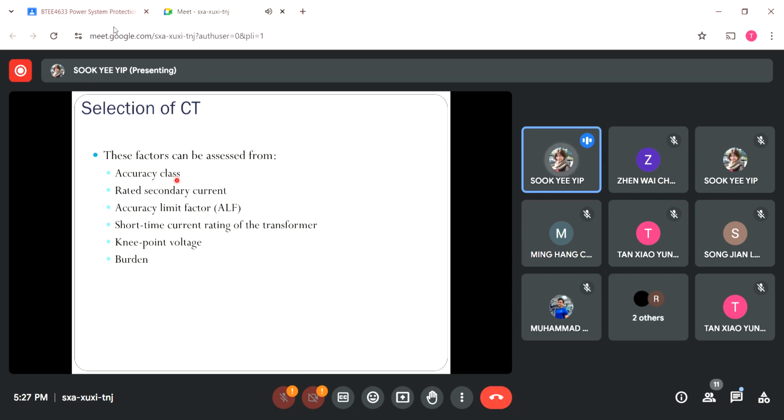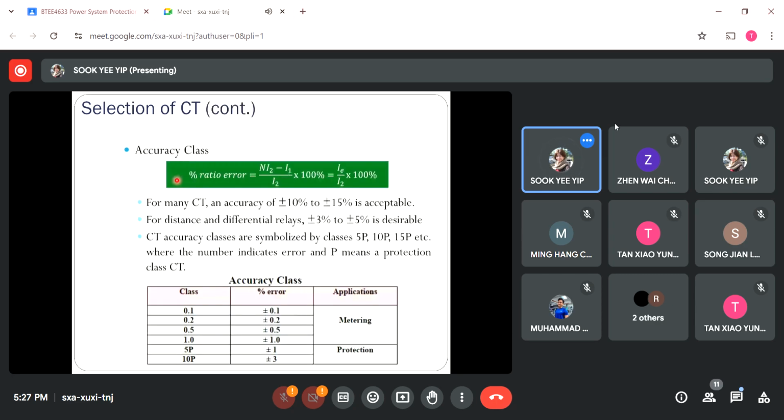Accuracy class in much more detail. Okay, the first factor to be considered when you want to select a current transformer is the accuracy class. It is chosen based on the precision level, how accurate it will be.